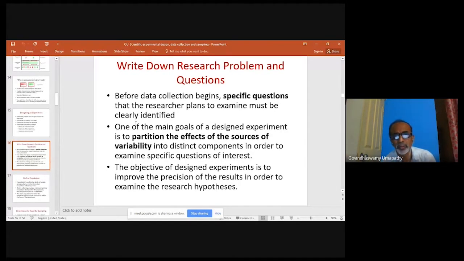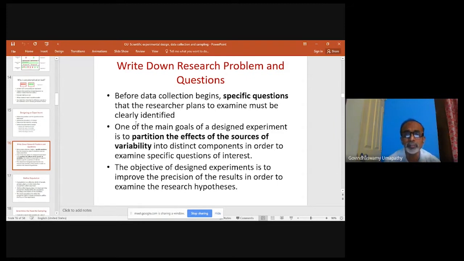At the end, you write down the research problem and questions before data collection begins. A specific question that the researcher plans to examine must be clearly identified. This is the question I'm going to ask: if you take 0.5 gram of a particular drug, whether it is going to treat or not. And what are the other main goals? The design explains the partition of effect sources and variability into distinct components in order to examine the specific question of interest. The objective of a designed experiment is to improve the precision of results, and not to examine the research hypothesis.